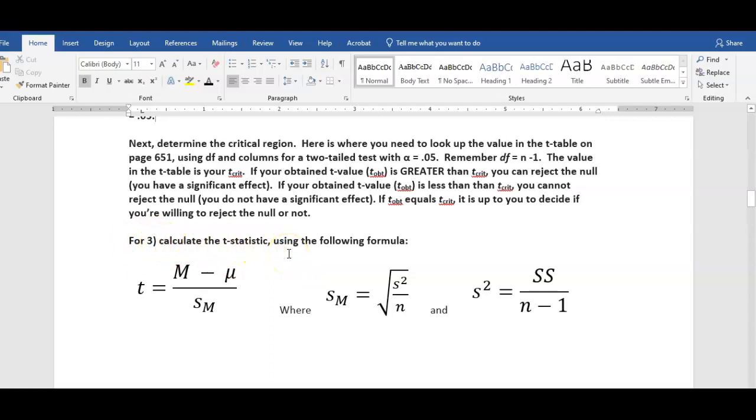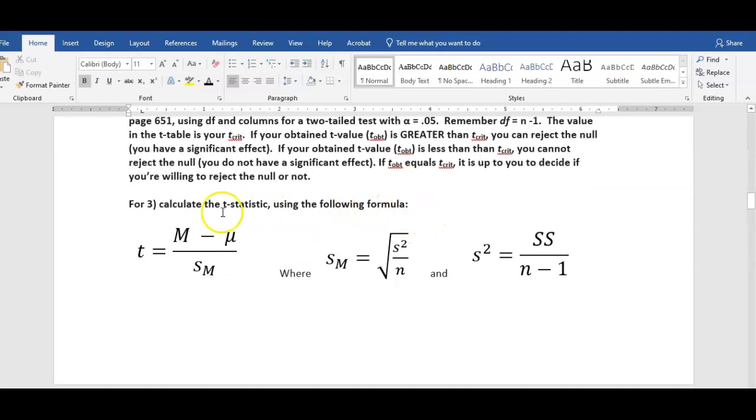Calculate the t-statistic. And how do we do that? Well, we have to use this formula. Our formula for t is the mean of the sample minus the mean in the population, divided by the standard error of the mean of the sample. Now, how do I get the standard error of the mean of the sample? Standard error of the mean equals the square root of the variance of the sample divided by n of the sample. Well, how do I get the variance? Variance is calculated by using sums of squares divided by n minus 1, or sometimes you see this as sums of squares divided by degrees of freedom, right? Because n minus 1 is degrees of freedom.